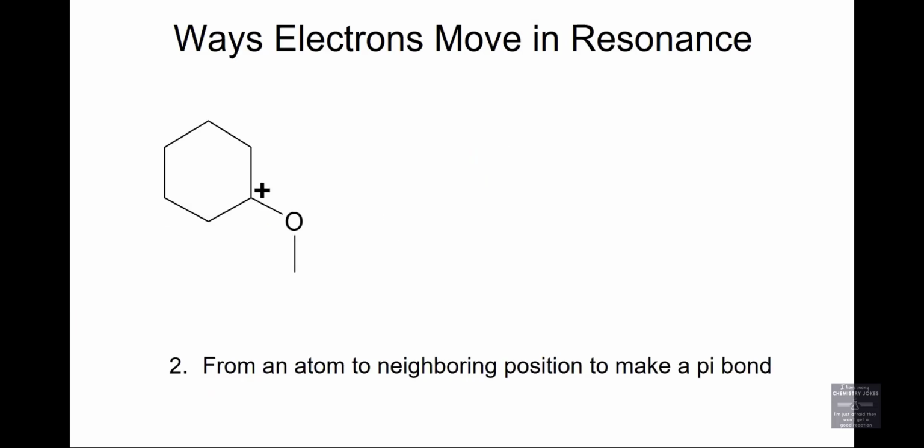Electrons can move from an atom to a neighboring position to make a pi bond. This is really implying that lone pairs can move from an atom to a neighboring position to make a pi bond. What has lone pairs? In this molecule, oxygen has lone pairs. And that oxygen is next door to a carbon that has a positive. What does carbon with a positive mean? Carbon with a positive means he does not have a full octet. So we want to give him a full octet, like this.